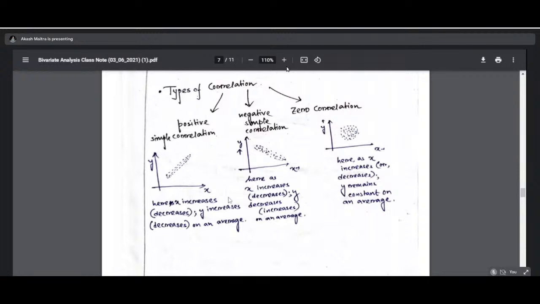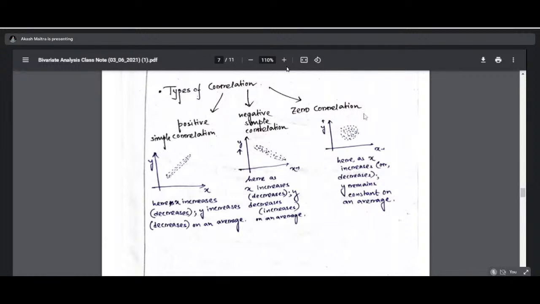So from these three types of correlation, I have previously told you 3 examples, so you can understand which is which. If height and weight, then there will be a positive simple correlation: as height increases, weight increases. For negative simple correlation, take industrial production and lockouts. If I consider x as the number of strikes and lockouts and y as the industrial production, then the more the lockouts or strikes, the less the industrial production, and the fewer the lockouts, the more the industrial production. So this is the example of negative simple correlation.